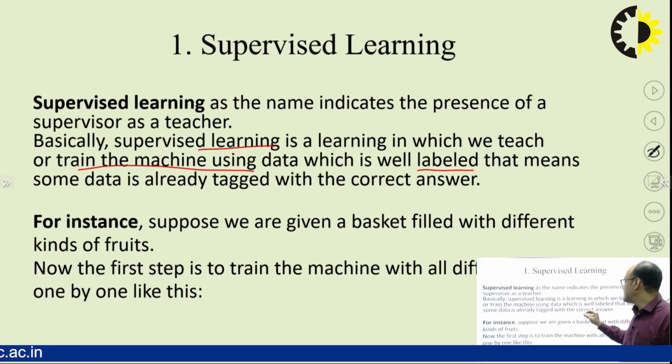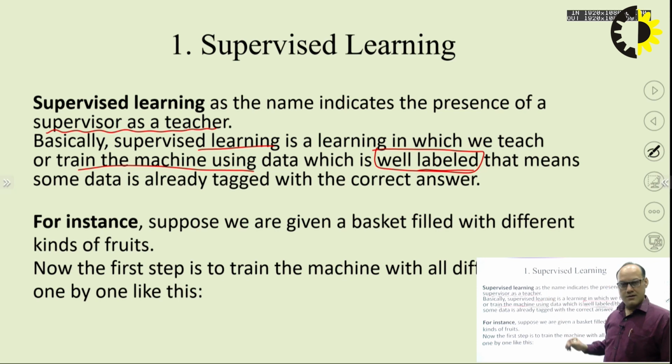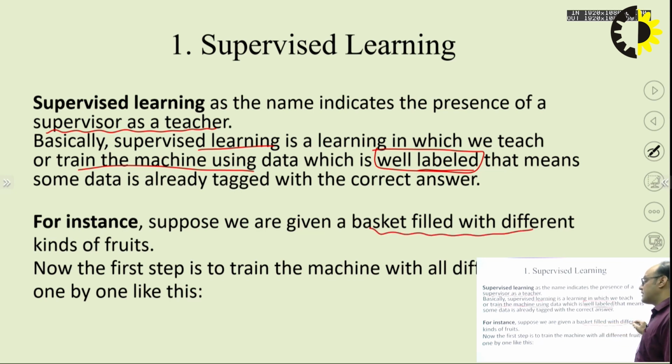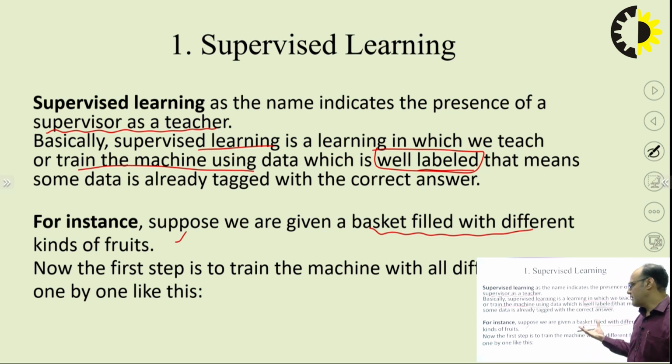Here data is well labeled. It is under the presence of some supervisor as a teacher. Okay. So it is called supervised learning, right? For example, we are given a basket filled with different kinds of fruit. Just try to understand how this supervised learning works. So for example, we are given a basket where a number of fruits were kept. Now the first step is I need to train the machine. As I have previously said, we just give a training data.